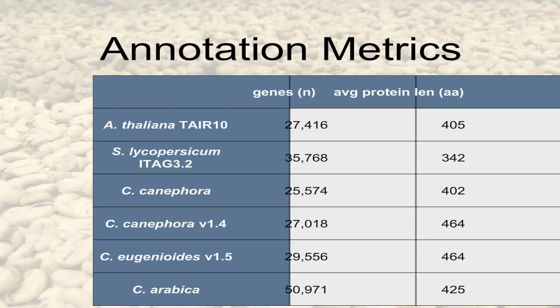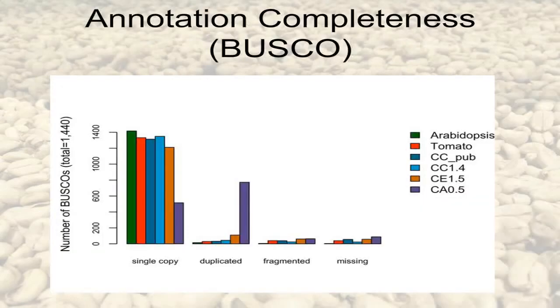So far, this is what our annotations are looking like. This is pretty comparable to the published canephora. I've included tomato and Arabidopsis as well. And this is still a little bit of a work in progress to sort of fine-tune these. This is probably one of the more difficult things in genome assembly. And producing a good genome as a resource is really getting the gene models as good as you can. And as you can see, Arabica has roughly twice the number of genes as canephora and eugenioides. So this is another indication that it looks like we're able to detect both homologs from the two parental genomes in the assembly.